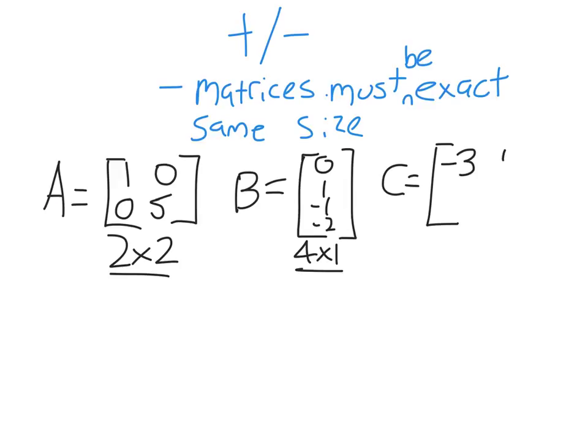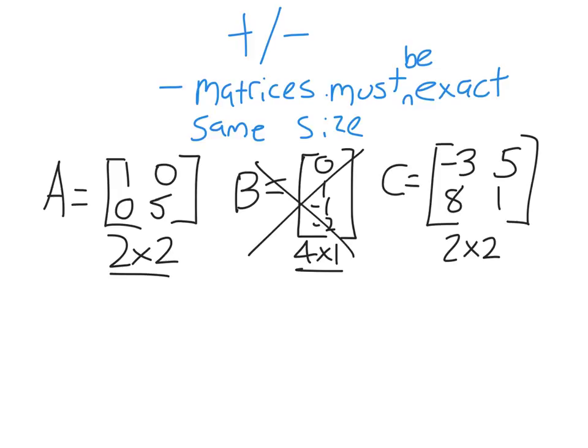So let's say it was minus 3, 5, 8, 1. So I could add together A and C because they are the same size, but I can't add either of them to B. So how do I actually do it? Well, it's actually pretty simple.